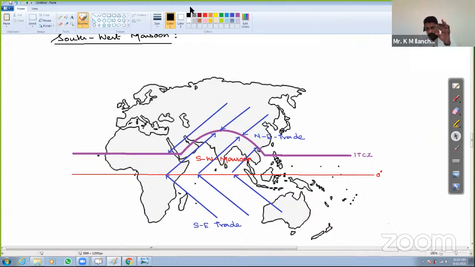So paragraph number 1, we have taken. Why is there a shift of ITCZ? Why exactly is ITCZ having an exceptional bend over India? Why is this bend even beyond the Tropic of Cancer? Everything we have taken. Now come to the second paragraph. The second paragraph is all about how the southeast trade wind is actually becoming the southwest monsoon. Take the second paragraph, and kindly write it.